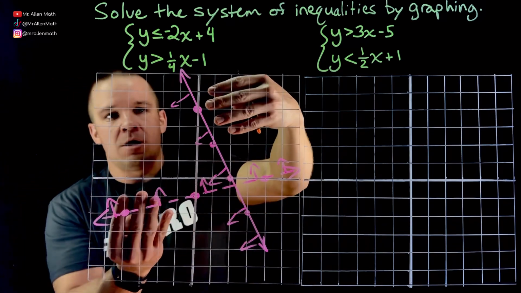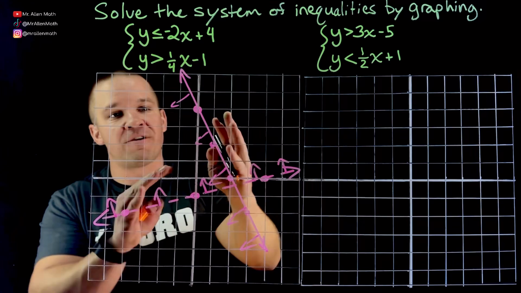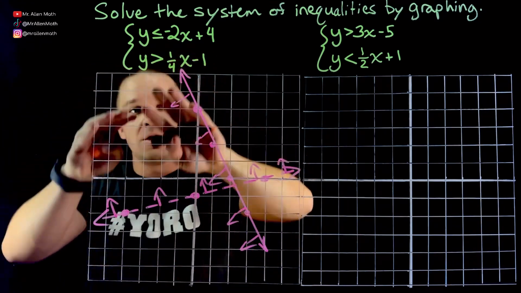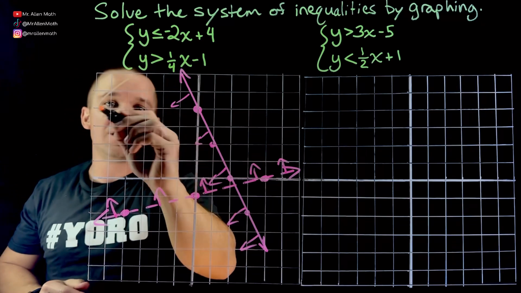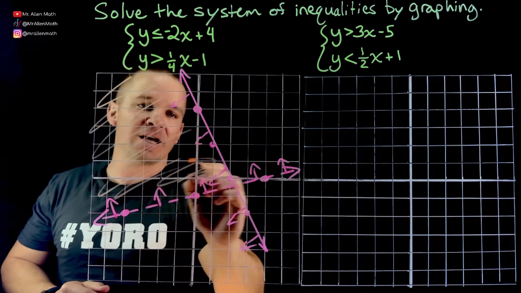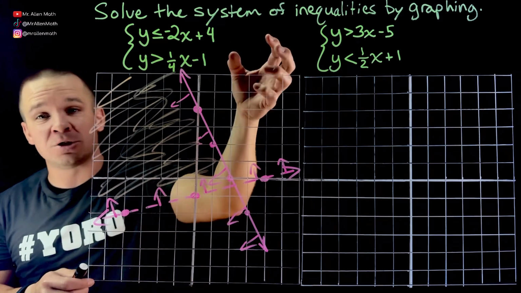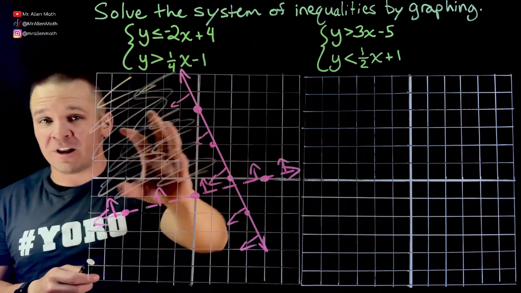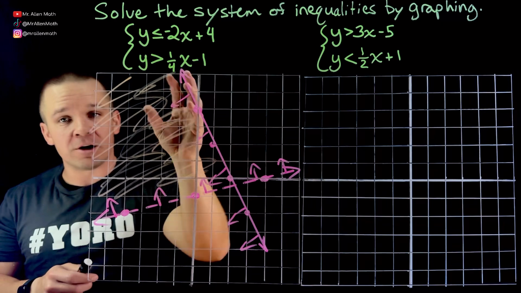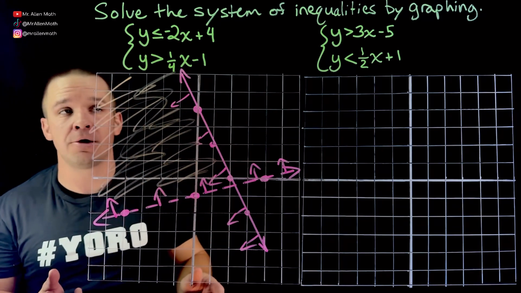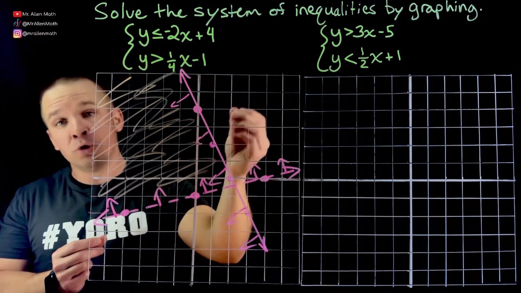Notice that the arrows are all converging in this area here. If I had shaded, this would be shaded, and then this would be shaded. So this would be double shaded here. This is my final answer. My solution here is that shaded region. We don't really write an answer of an ordered pair because there's really an infinite number of ordered pairs that are going to work here. It's this region.